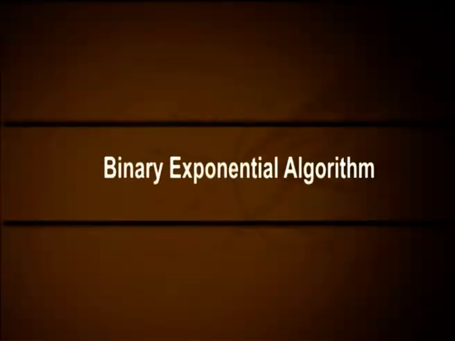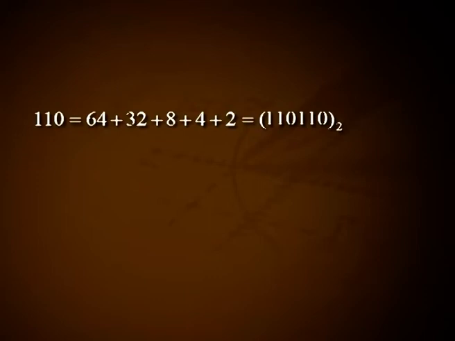Binary exponential algorithm. Binary exponential algorithm helps in the calculation of the value of a raised to k mod n when k is large. The method is illustrated in the following example. Example 9. Calculate 5 raised to 110 mod 131. Solution. We note that in binary system 110 is equal to 64 plus 32 plus 8 plus 4 plus 2, which is equal to 1101110 to the base 2.